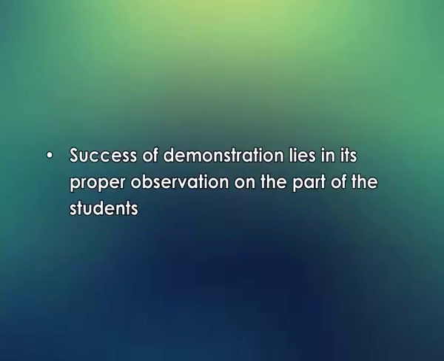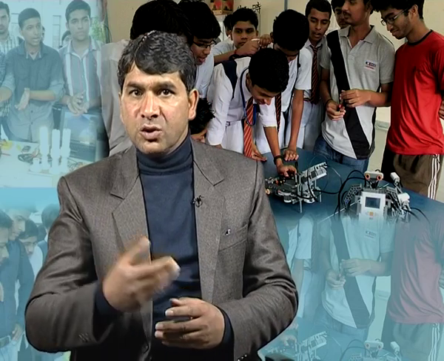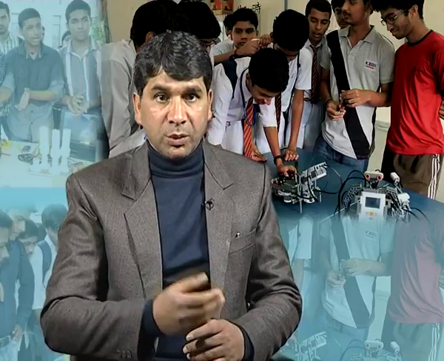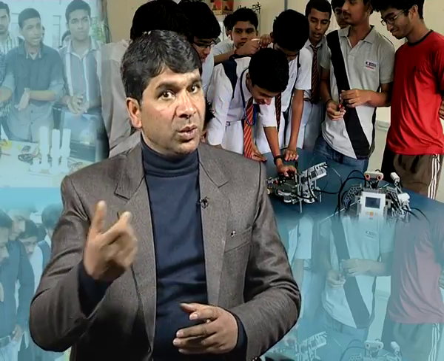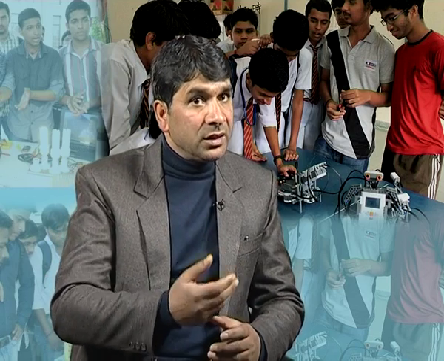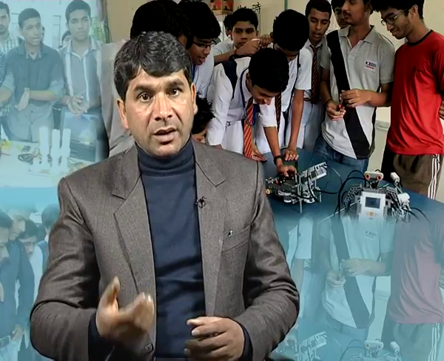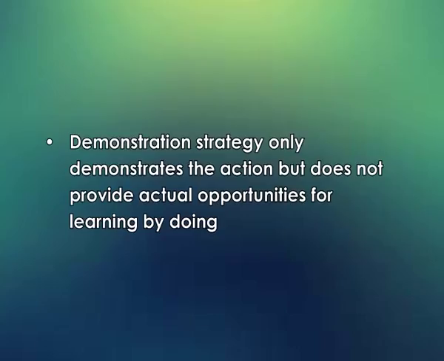Number 3, the success of demonstration lies in its proper observation on the part of the students. It requires small number of students in a class, proper equipment and material facilities to make the demonstration visible to the whole class, and keen attention and alertness on the part of the students throughout the process of demonstration. All such requirements are hardly fulfilled. Number 4, demonstration strategy only demonstrates the action but does not provide actual opportunities for learning by doing.